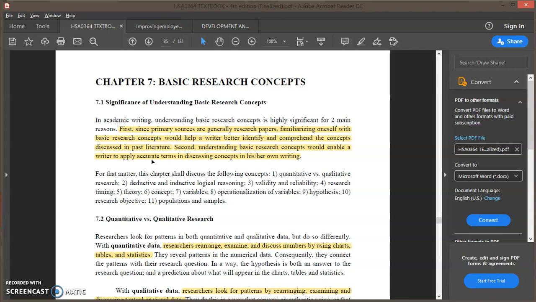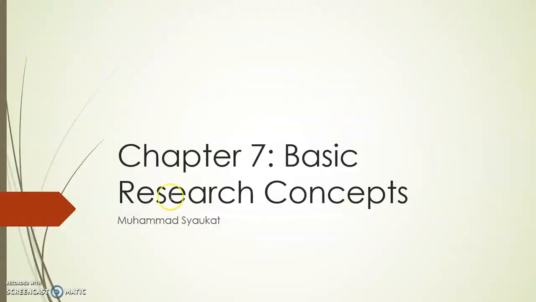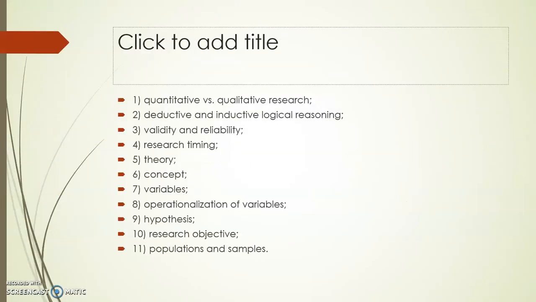So when you understand all this, you are able to apply all the concepts in your own research. These are the basic ones. For this chapter there are basically 11 concepts that we will be looking at. I have all these 11 concepts written in my slides here. If you go through every single one of them, it might be a bit heavy or a bit complex. It's okay. We will go through them one by one and hopefully you will be able to understand everything clearly.